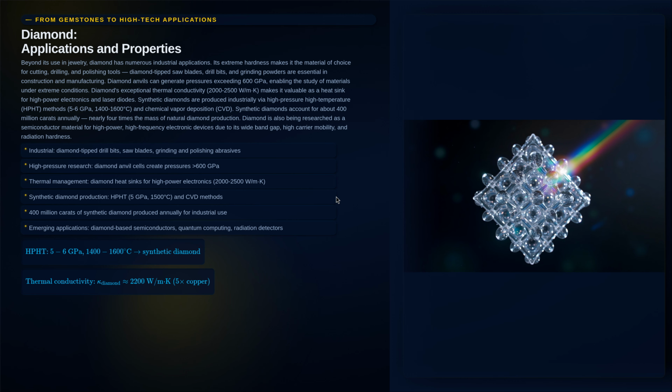In research, diamond anvil cells can generate pressures exceeding 600 gigapascals. Diamond's thermal conductivity makes it ideal for heat sinks in high-power electronics. Most diamonds mined, about 80%, are industrial grade and used for abrasives. Synthetic diamonds are produced through high-pressure, high-temperature methods and chemical vapor deposition, with annual production reaching 400 million carats.